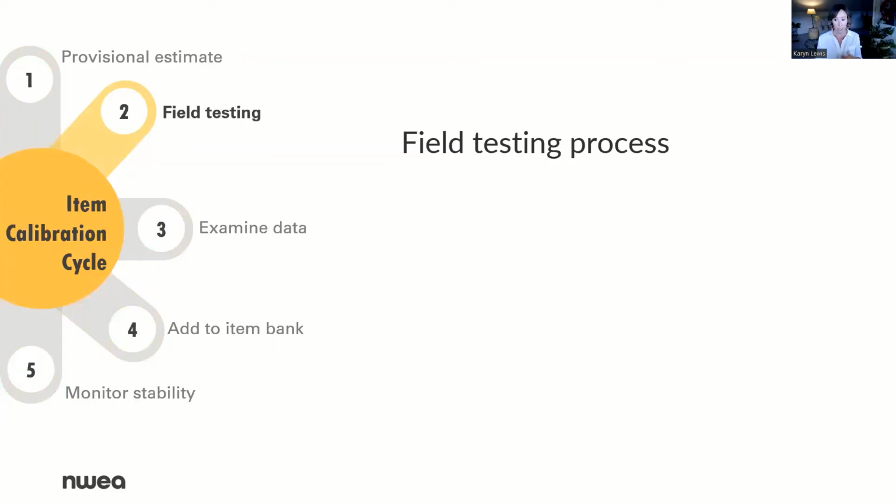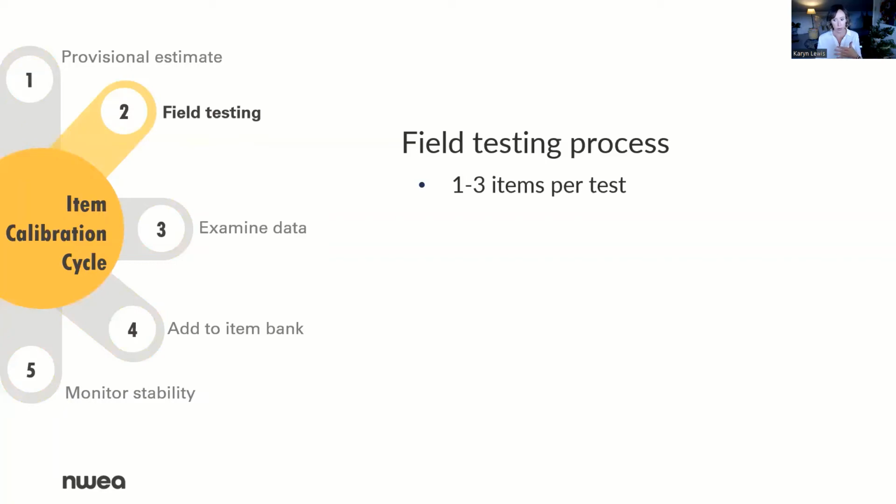And to do that, we need data from test takers. That's where the field testing process comes in. The purpose of field testing is to calibrate the difficulty estimate of each new item that goes into our item bank. What we do in this process is embed new items in the assessment alongside the items that are already used to determine a student's score. And that's how we link new items to the existing item bank.